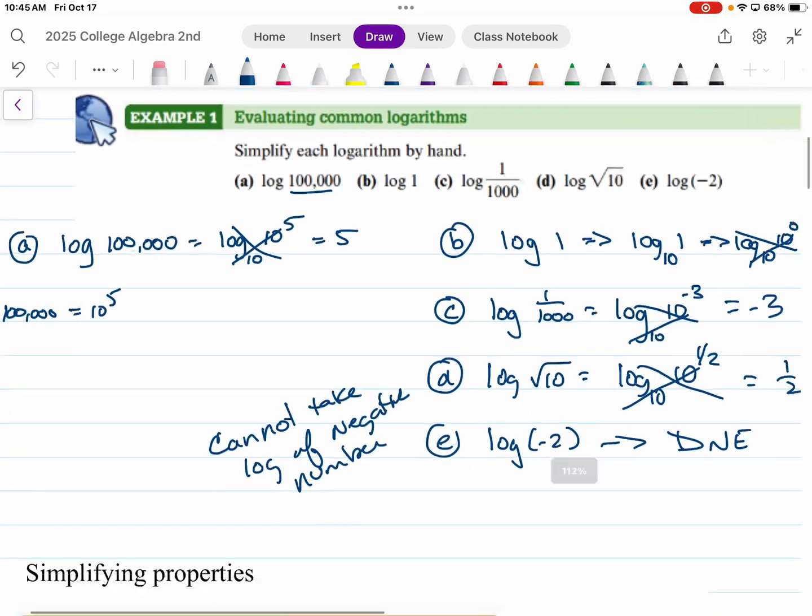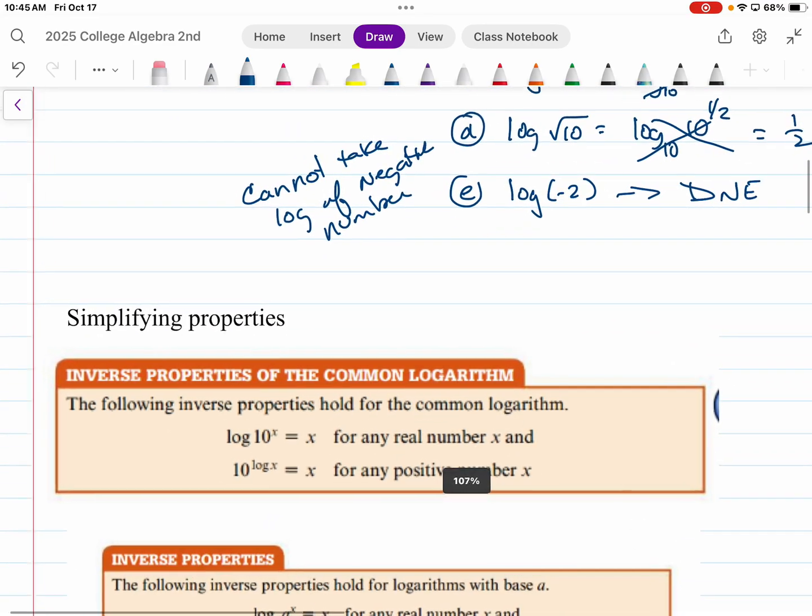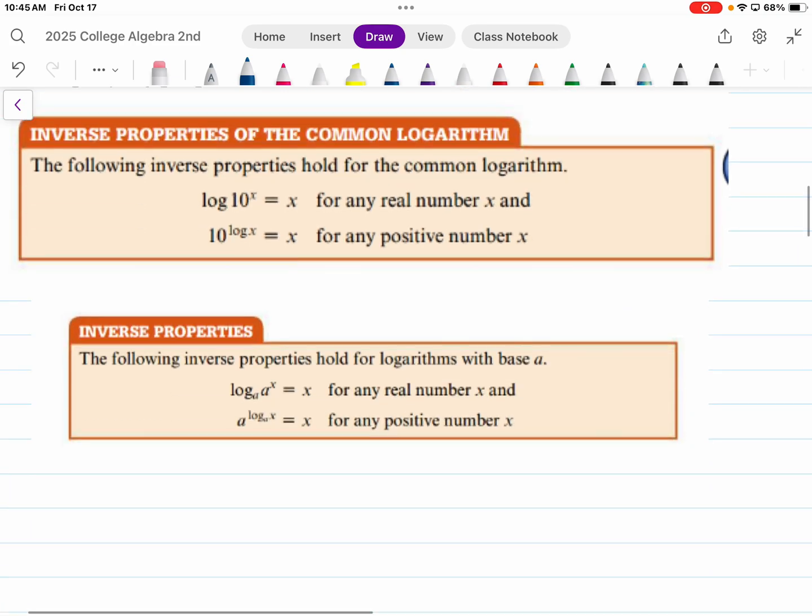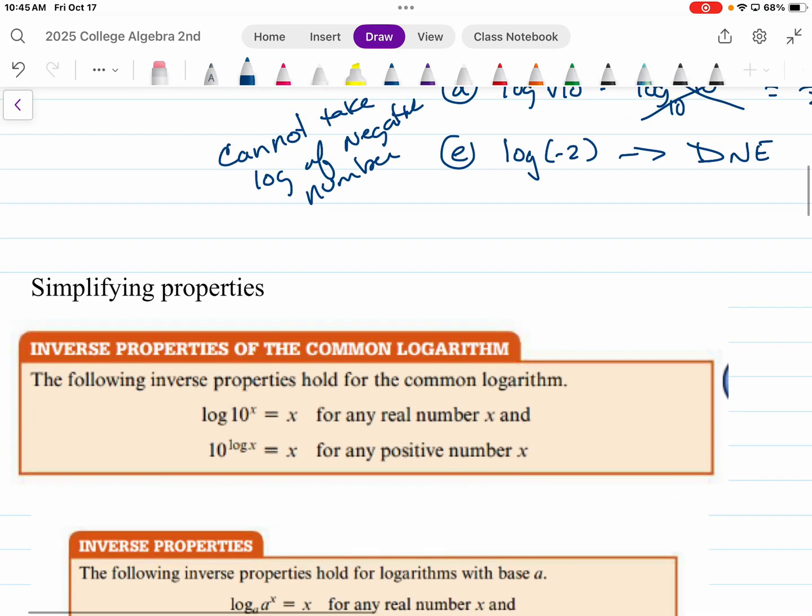All right, so with this in mind, we get to use some properties, and I've already started using one of those to do some of that simplifying. One thing we do know is that if I have log base 10 of 10 to the x, those cancel, and that's the property I was using. The other thing we can do is if I have 10 raised to the log of x, then the 10 and the log cancel, and I'm left with just the x.